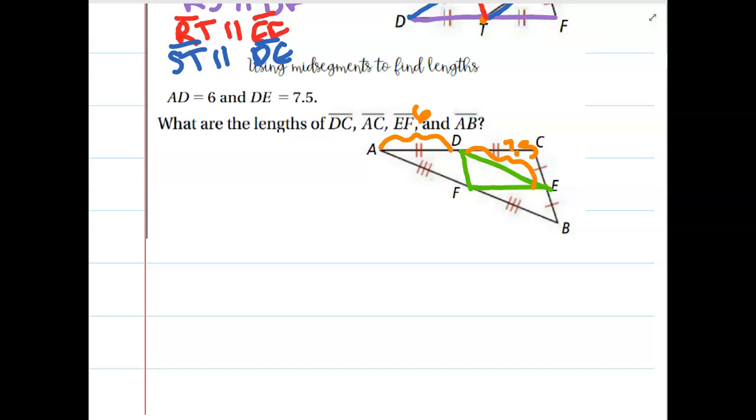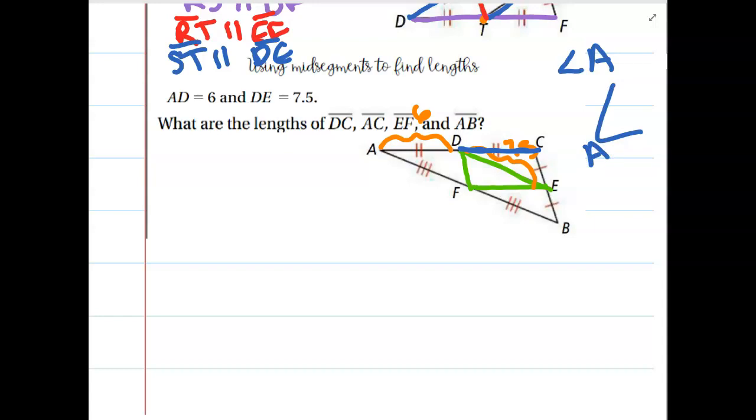Now, they're asking me to find the lengths of the line DC, line AC, line EF, and line AB. Before we actually get into this, I want to remind you about some notation that seems like a tiny little thing, but it really is very important. When you see DC written with a line over top of it, this is talking about the actual physical line DC. That's talking about this line right here. It's like if I were talking about angle A, that's talking about the actual physical angle.